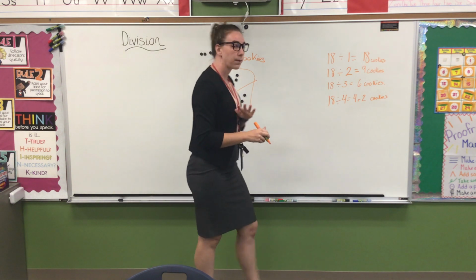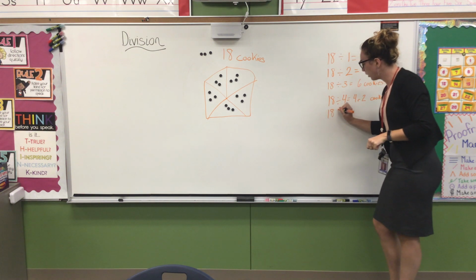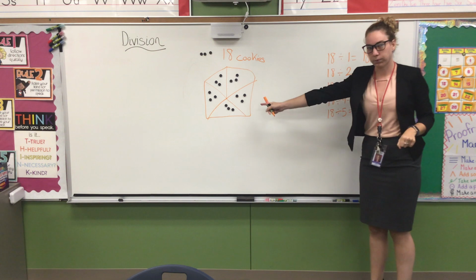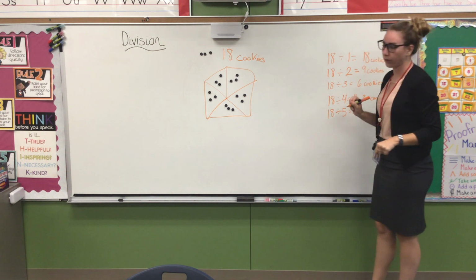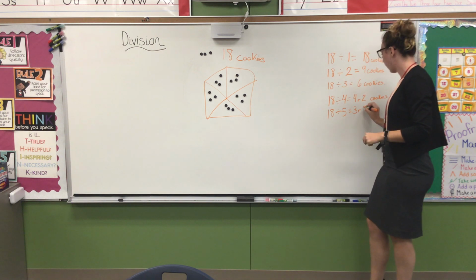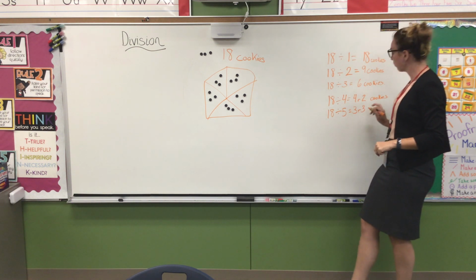So 18 divided by 5 is just like 18 divided by 4. It doesn't actually give you a real easy answer. How many were in each group? Very good. 3. And how many are left over? 3 cookies are left over. So it's 3 with a remainder of 3 cookies.